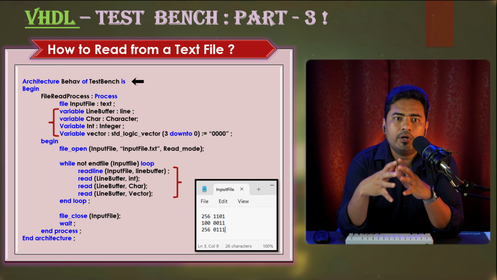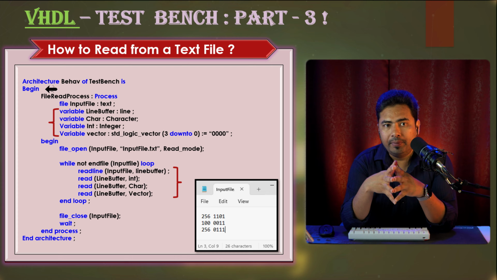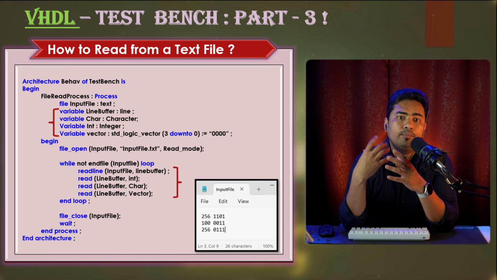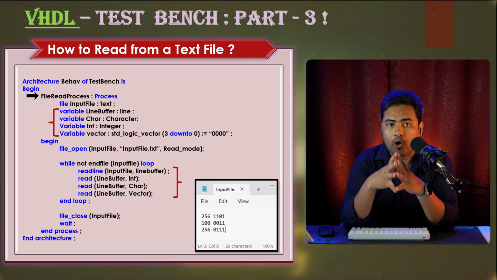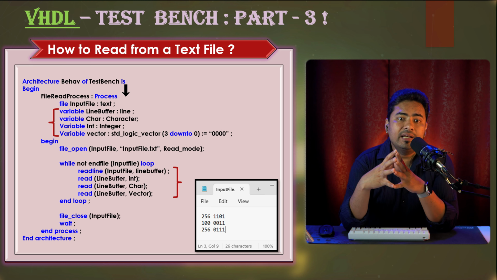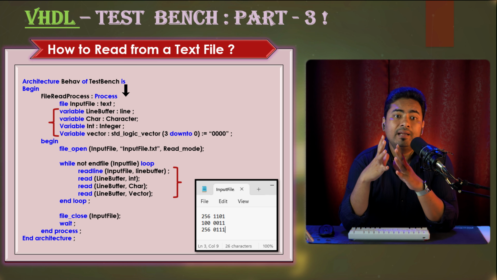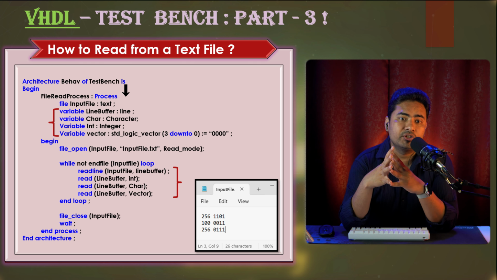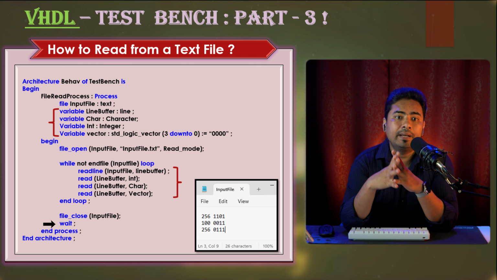So architecture behave of testbench is begin. Now we start a process block here. File_read_process: process. Now again our sensitivity list is blank here. We are not writing any signal in the sensitivity list like we did in our last session because we are going to use a wait statement in this process block.